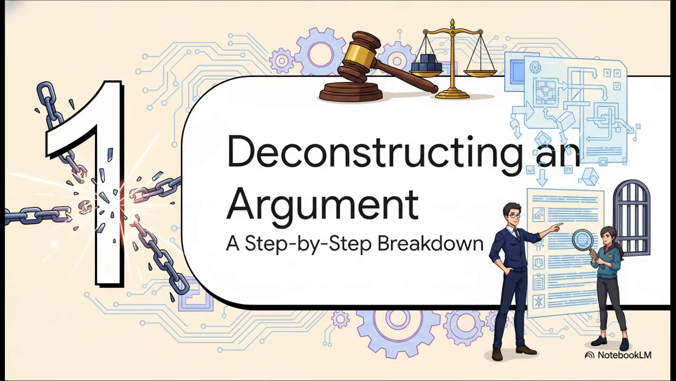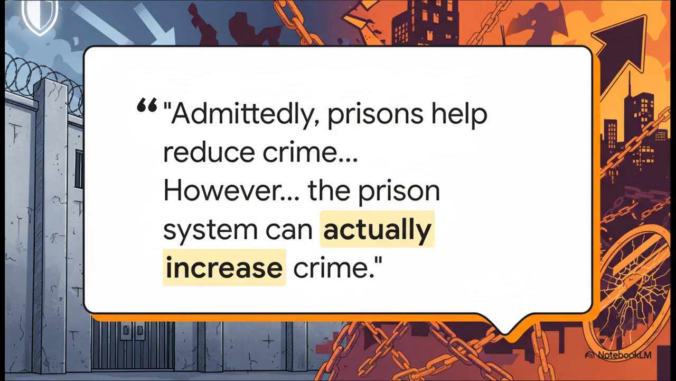So what we're going to do is deconstruct a perfect model paragraph. The topic is crime and punishment, a real classic for IELTS, and this example shows you exactly how to acknowledge and then completely dismantle an opposing view with total confidence. Just look at the core argument here. It starts off with a concession. Admittedly, yeah, prisons might help reduce crime, but then it just pivots to this really powerful counterpoint. The prison system can actually increase crime. Wow. You can immediately feel how balanced and confident that structure is.